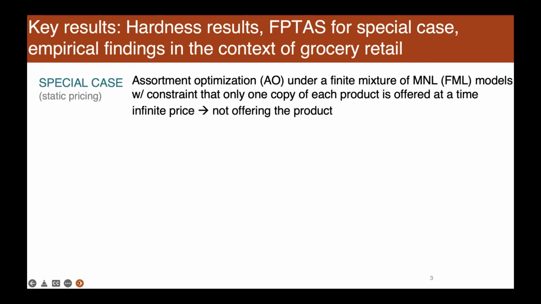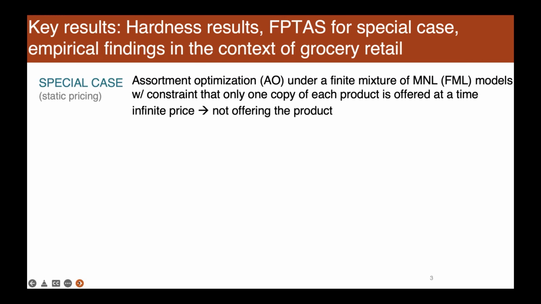Okay. So given this, what are the key findings? Initially, I oriented myself to think about this not as a pricing problem, but as an assortment problem. And that really helped me understand the results. So one way to think about this is this key special case, which is an assortment optimization problem under a mixed MNL, or what is known as a finite mixture of MNL models.